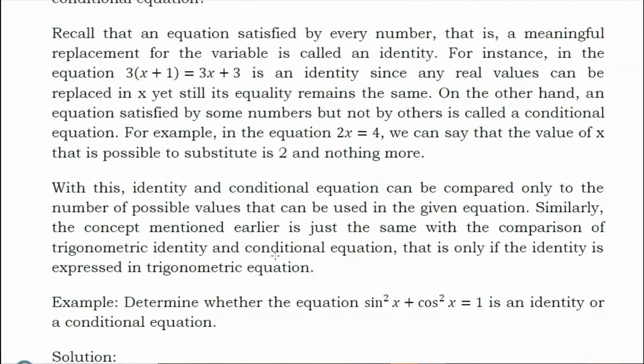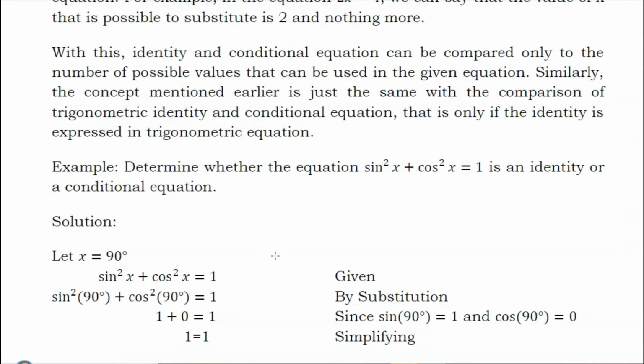So now let's first differentiate the conditional equation from the identity. Let's have an example. Let's determine whether the equation sine squared x plus cosine squared x equals 1 is an identity or a conditional equation. In order to classify them, we must try to substitute any values of x. If it is true that any value of x will yield the answer 1, it means that it is an identity. But if some values of x substituted into the equation do not equal 1, therefore that is a conditional equation.